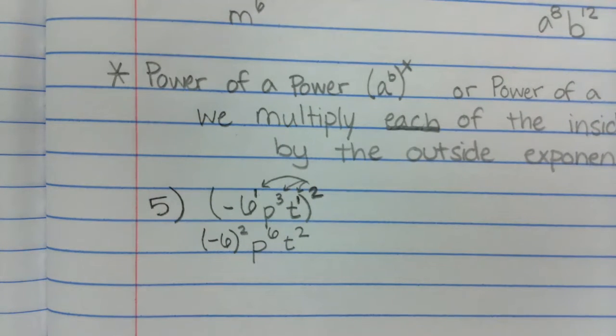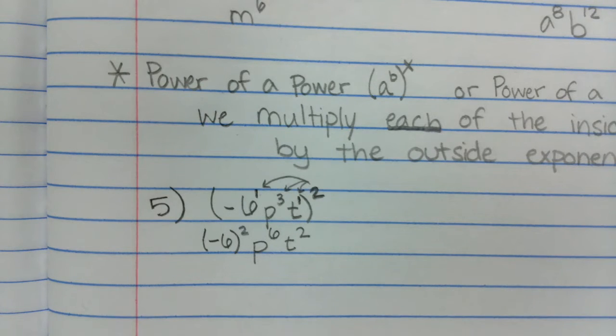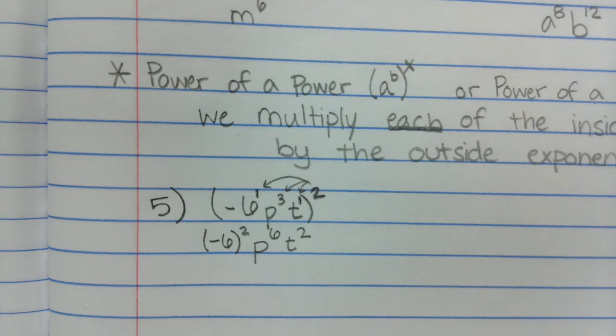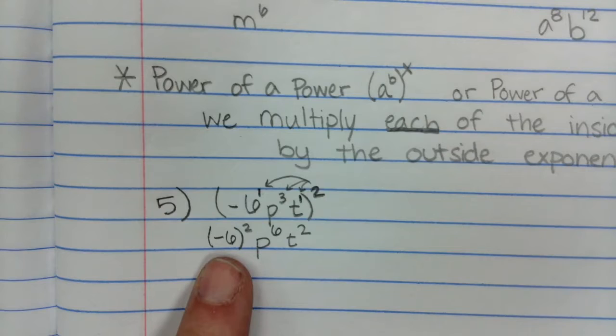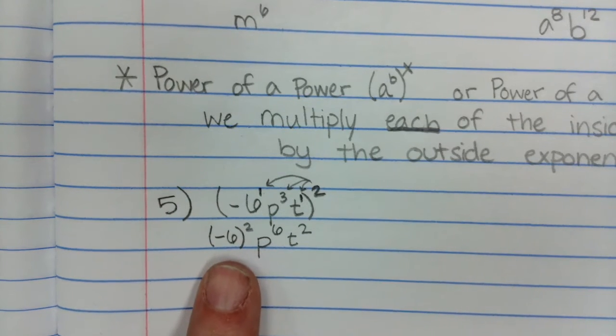This one's a little different because we have that -6. What do we call those numbers in front of variables? Coefficient. What's a constant again? A number without a variable. A number by itself. Yep. So this one's a coefficient. When we have a coefficient, we actually have to evaluate it. We have to find the answer.